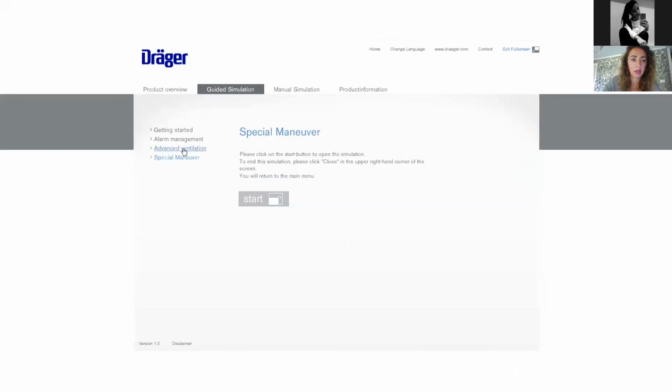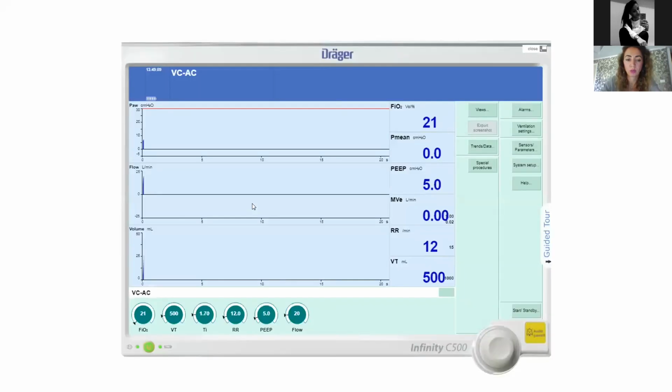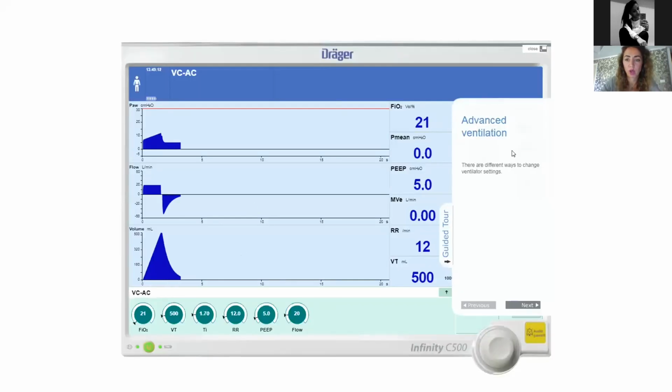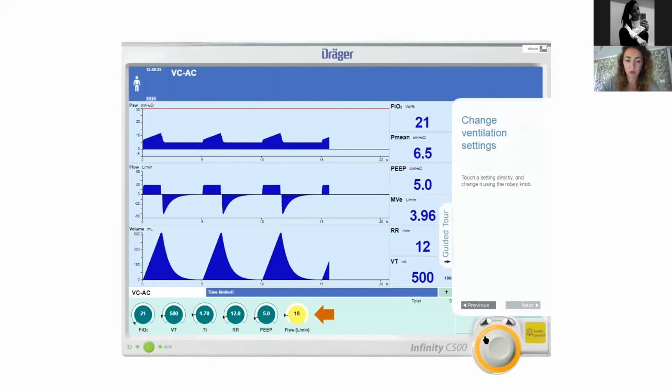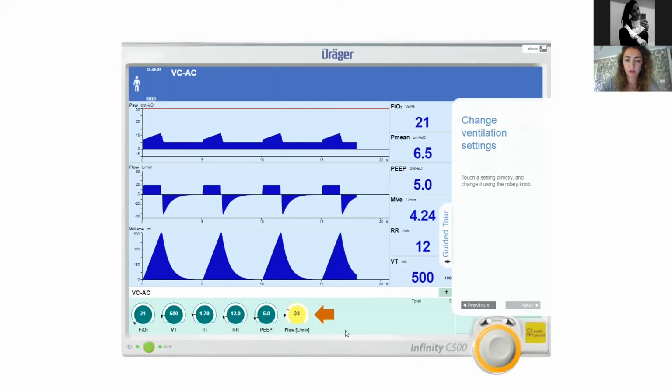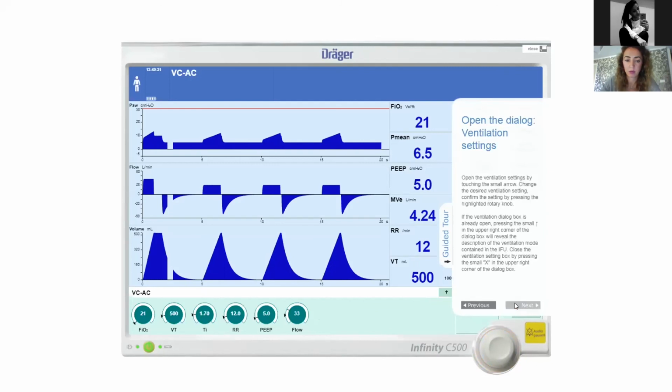And the last one is the advanced ventilation, where you can practice how to put the patient on pressure ventilation or on volume ventilation. There is the flow. How much flow we want to have, we will adjust it, we will confirm it. Afterward, we will set.